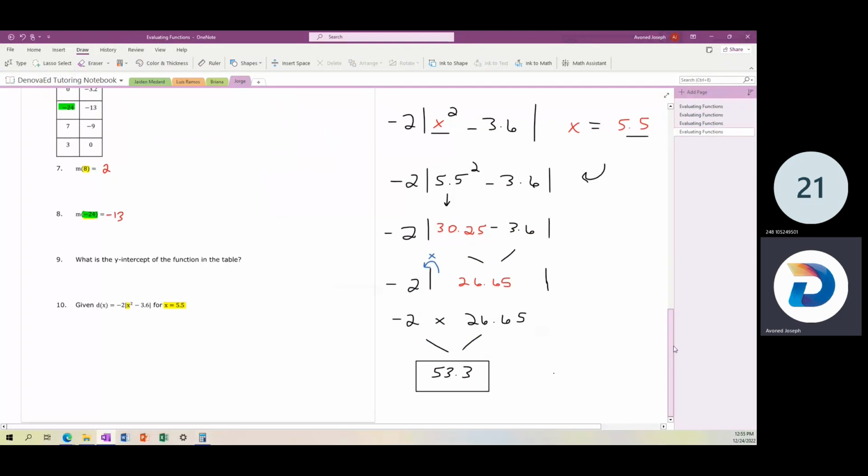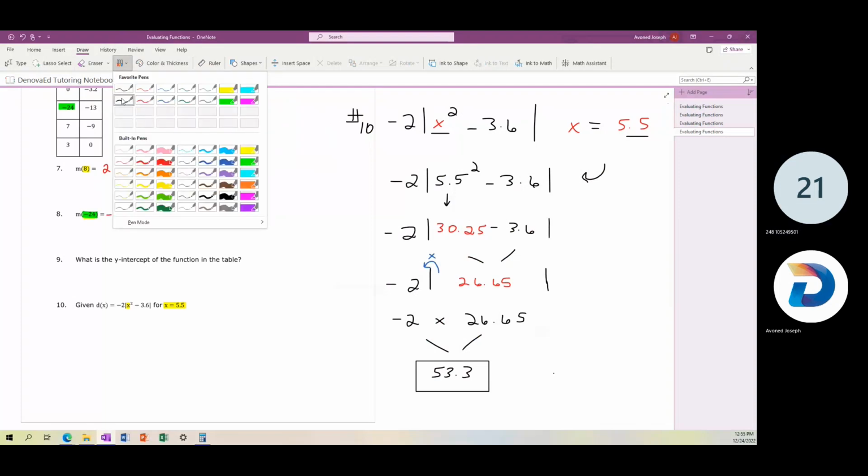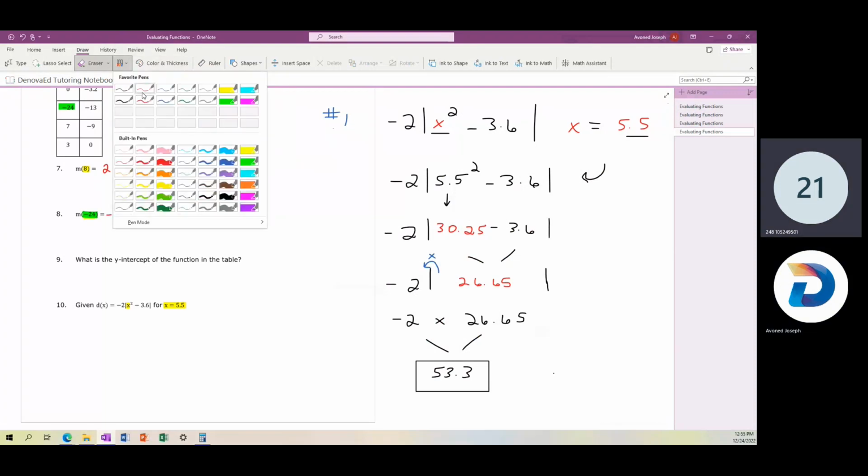That is number 10. Make sure you get a screenshot of that. Let me put number 10 on the side. Okay. Did you get a screenshot of that? No. Okay.